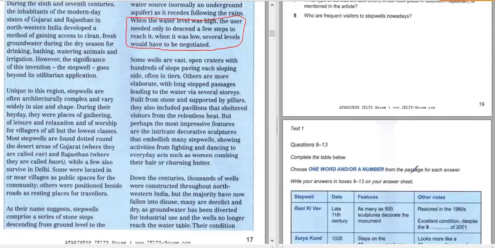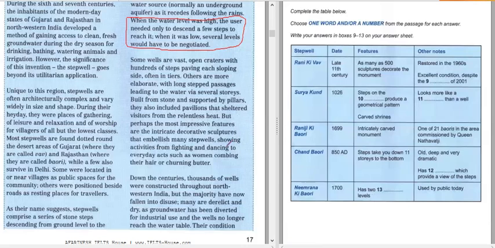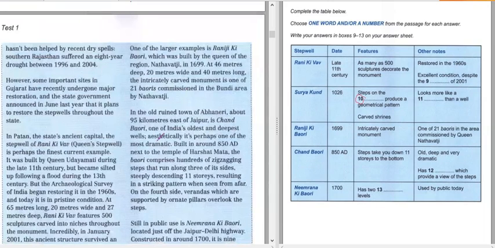So from 9 to 13, the same paragraph, I believe. Yes, sir. The paragraph did not change. My 10th one was incorrect. So Surya Kund. Okay, so we have to find where this Surya Kund is here. Where did you see it? It's on the next page.